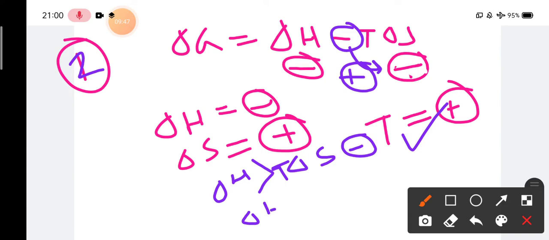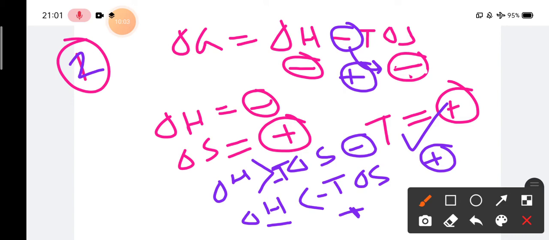If delta H, that is the negative quantity, is smaller in magnitude than T delta S, that means minus T delta S, which is positive, is greater than del H, then it will be a positive value of del G. And as we know, if del G is positive, then the reaction will be non-spontaneous. So remember, in the case where del H is negative and del S is positive, T del S is also positive because temperature is positive.